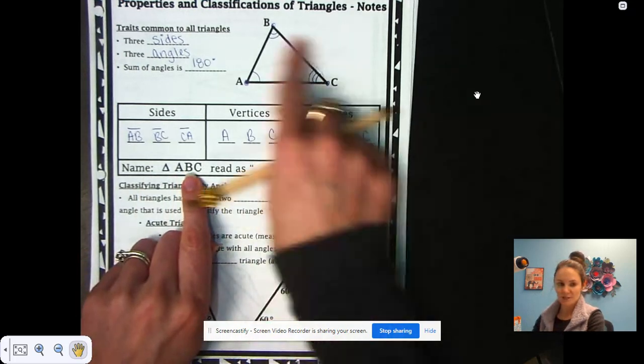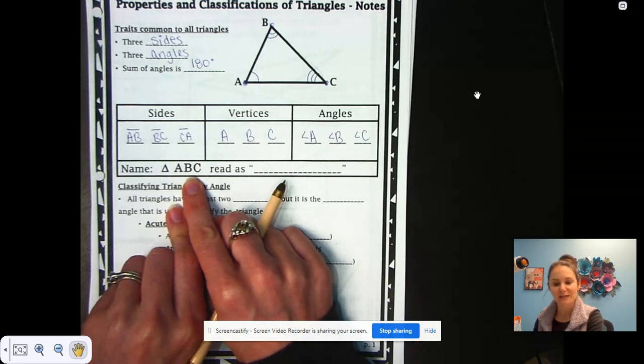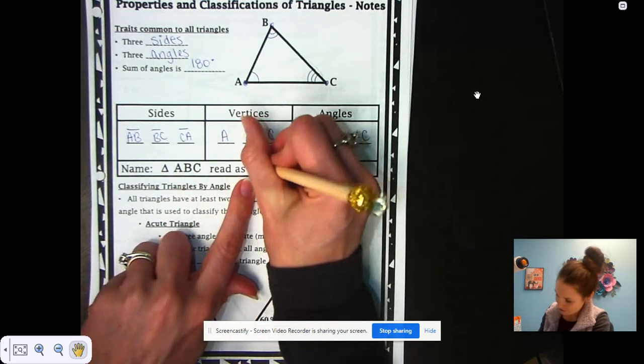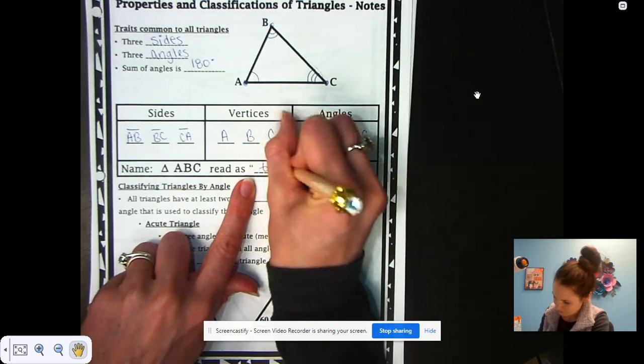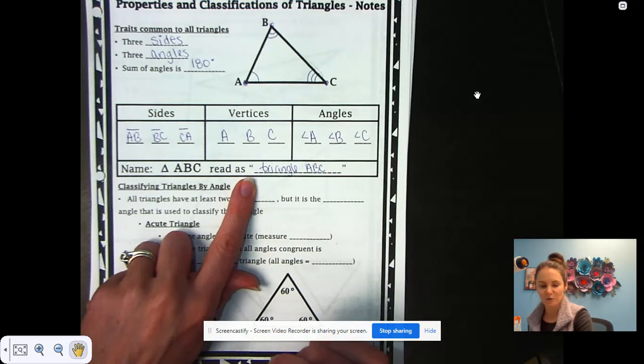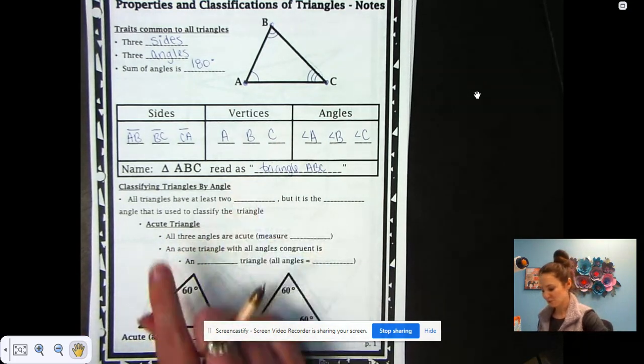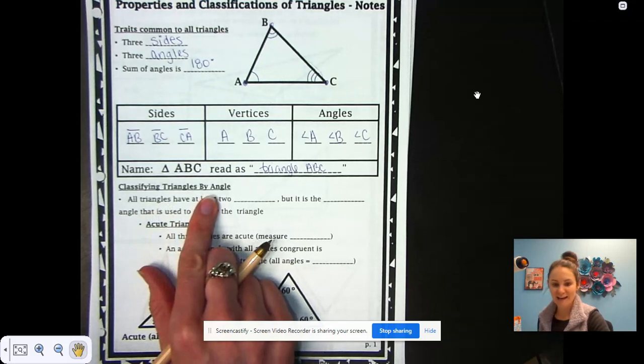When we are talking about a specific triangle, we read it like this: triangle ABC. We give those three letters signifying where the vertices are. The letters will change depending on which triangle you're looking at. Down here, the first thing we're going to be doing is classifying triangles by their angles.